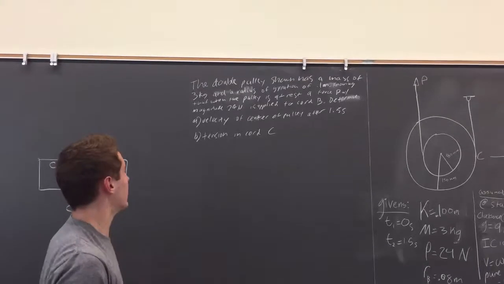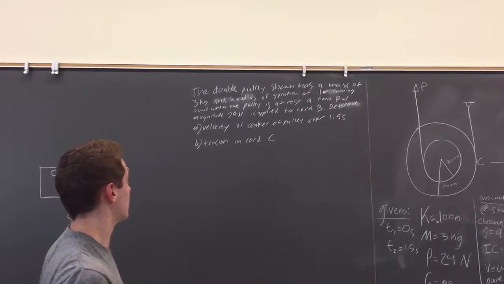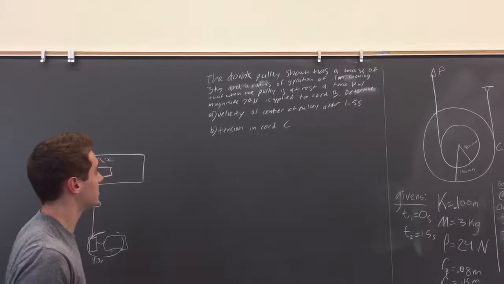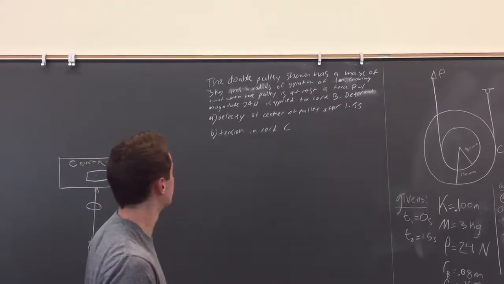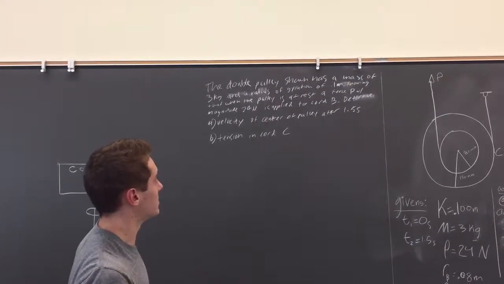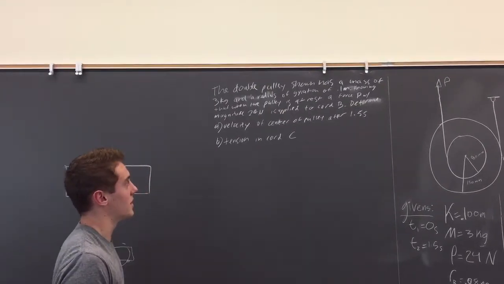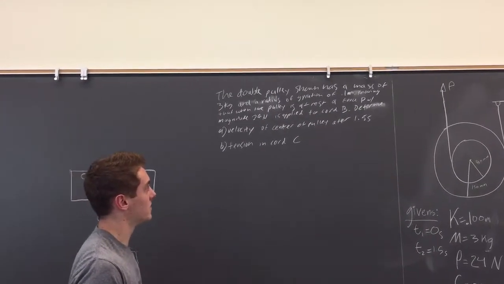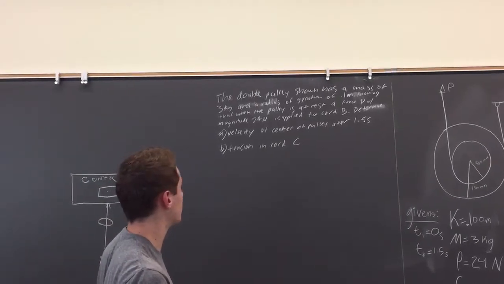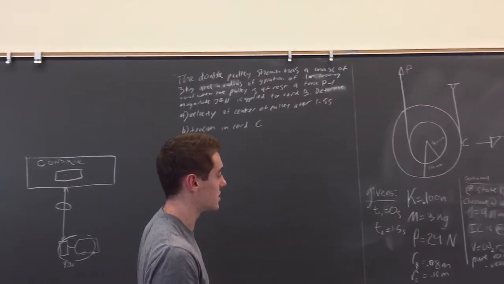Our problem statement states that the double pulley shown has a mass of 3 kilograms and a radius of gyration of 0.1 meters. Knowing that when the pulley is at rest, a force P with a magnitude of 24 newtons is applied to cord B, it's asking us to determine the velocity of the pulley after 1.5 seconds and the tension in cord C.